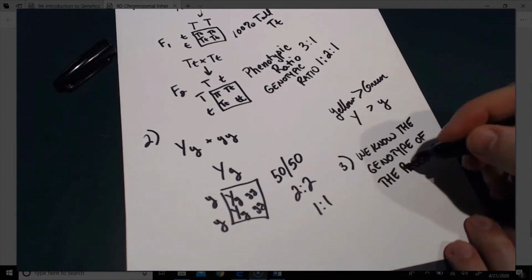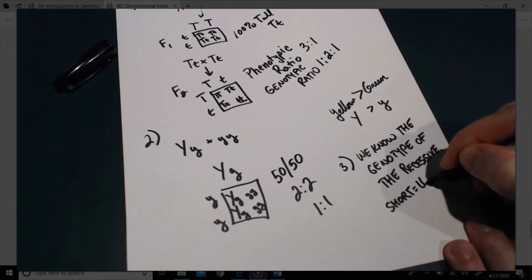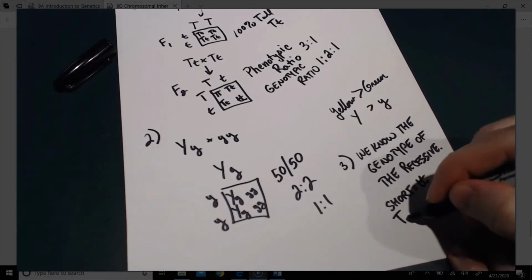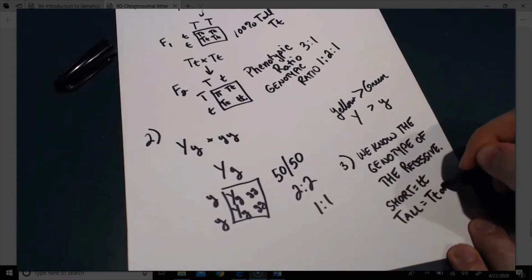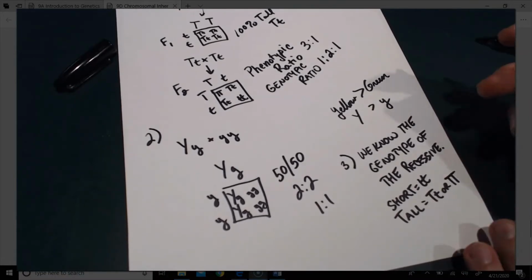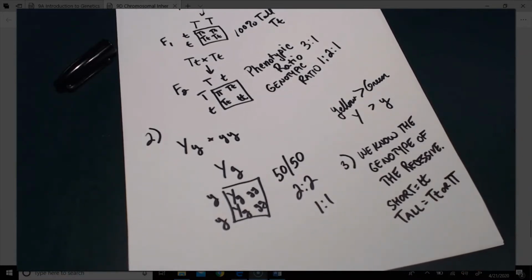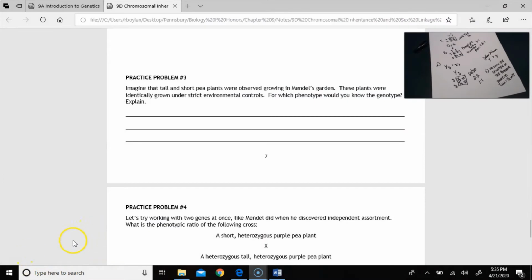Okay, so in this case, short, right? Because you know short has to be little t. But if we were tall, oh, that's right, because we could be big T, little t, or homozygous, big T. Okay, so that's all. It's just trying to make sure you understand that you would know the genotype of the recessive. All right, let's move ahead here to number 4.